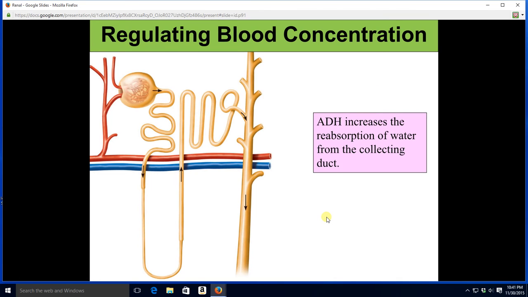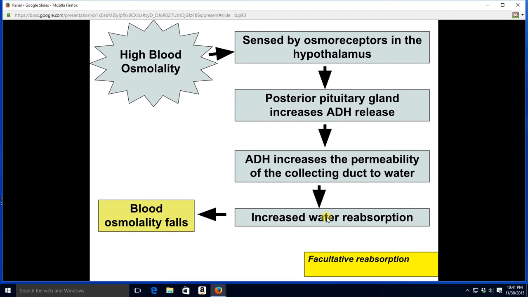Just a reminder that ADH increases the reabsorption of water from the collecting duct. All right, now let's walk through a scenario. Suppose blood osmolality was high. This means blood is too concentrated, which means we've got to get some more water into it. Let's see how that happens.